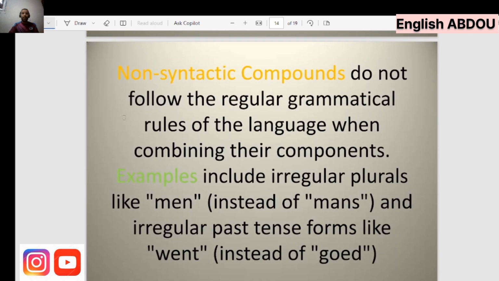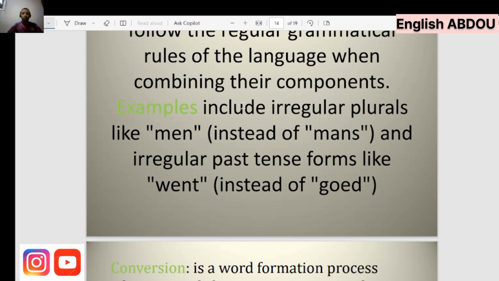So another thing, we have non-syntactic compounds. The non-syntactic compound, of course, doesn't follow the regular grammatical rules of a language or of syntax. And inshallah, in the next semester, we will explain in more detail what syntactic is and what syntax is, etc. So now we just focus on these things and don't be confused. Everything is a piece of cake.